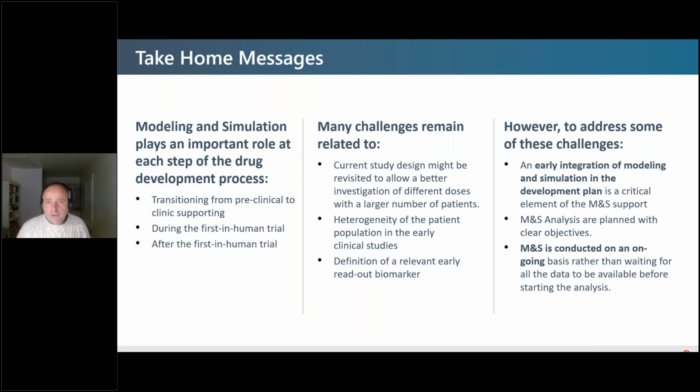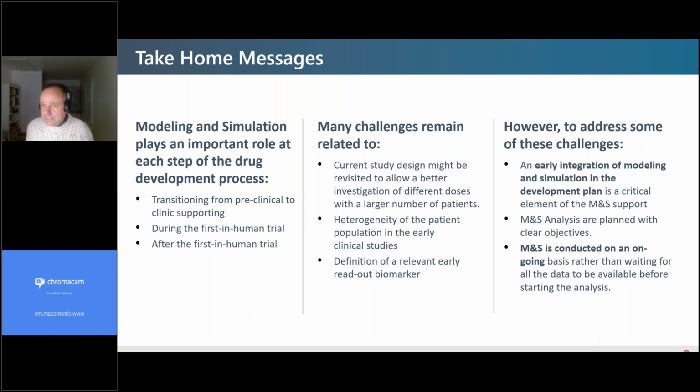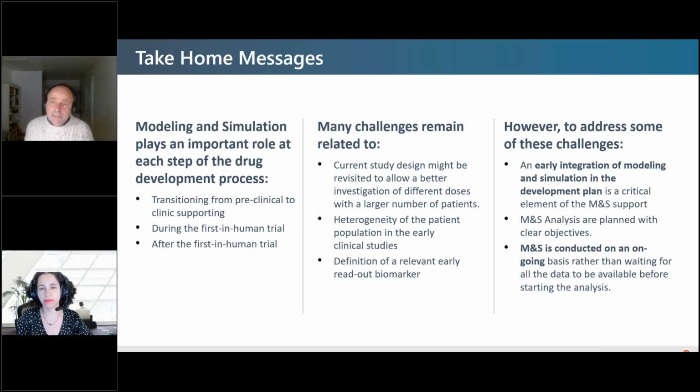We are fully aware of the challenges that remain in front of us: the selection of patients, the number of patients, heterogeneity, and early readout. However, we think that modeling and simulation, despite some of the caveats we know, can really help to make decisions, knowing the uncertainty there might be around and being aware of it, as long as we think about it early. So this is something we need to plan.